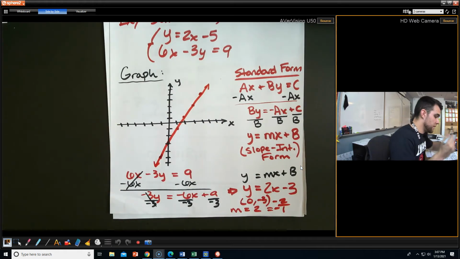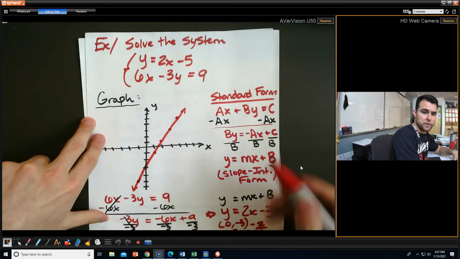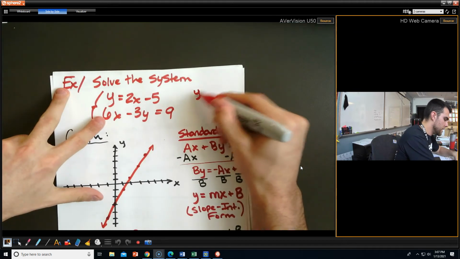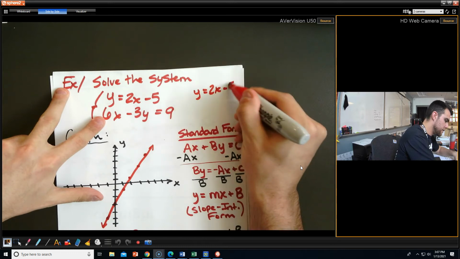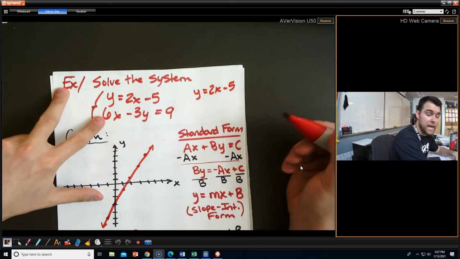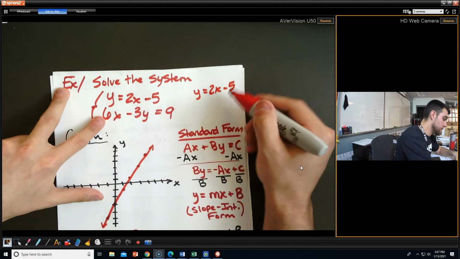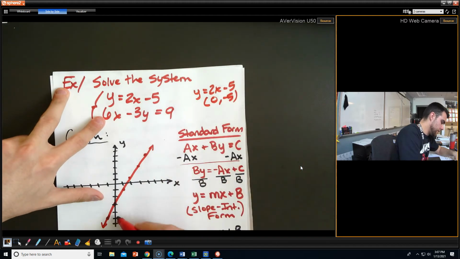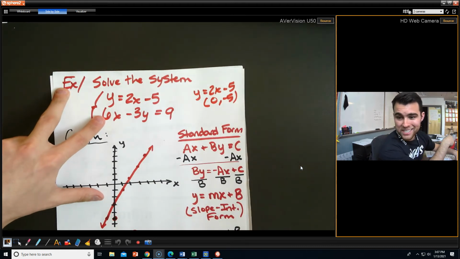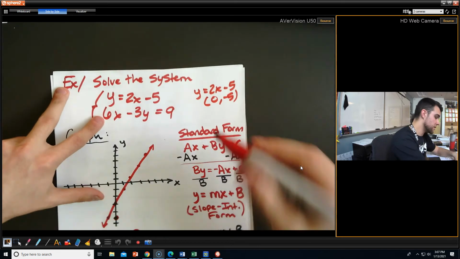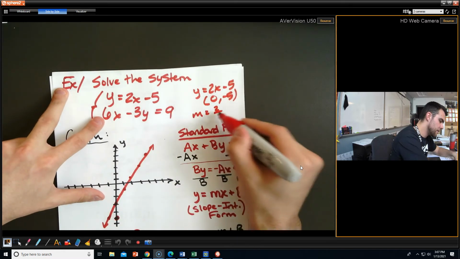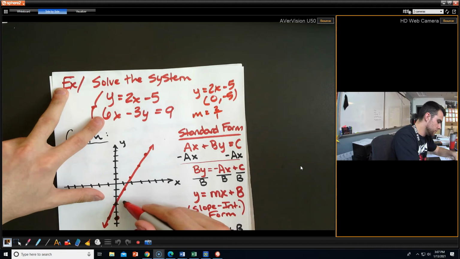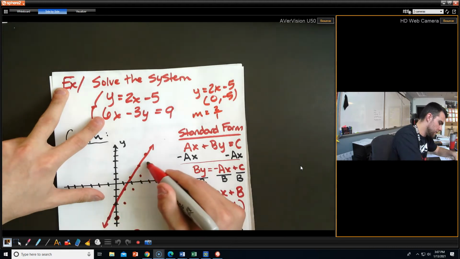And let's go ahead and graph the other one too. The other one was y equals 2x minus 5. So again, my first point is going to be 0, -5. 0, -5 is down here. And hey, my slope is the same exact thing. Let's graph it anyway. So I'm going up 2 over 1, up 2 over 1, up 2 over 1, up 2 over 1.